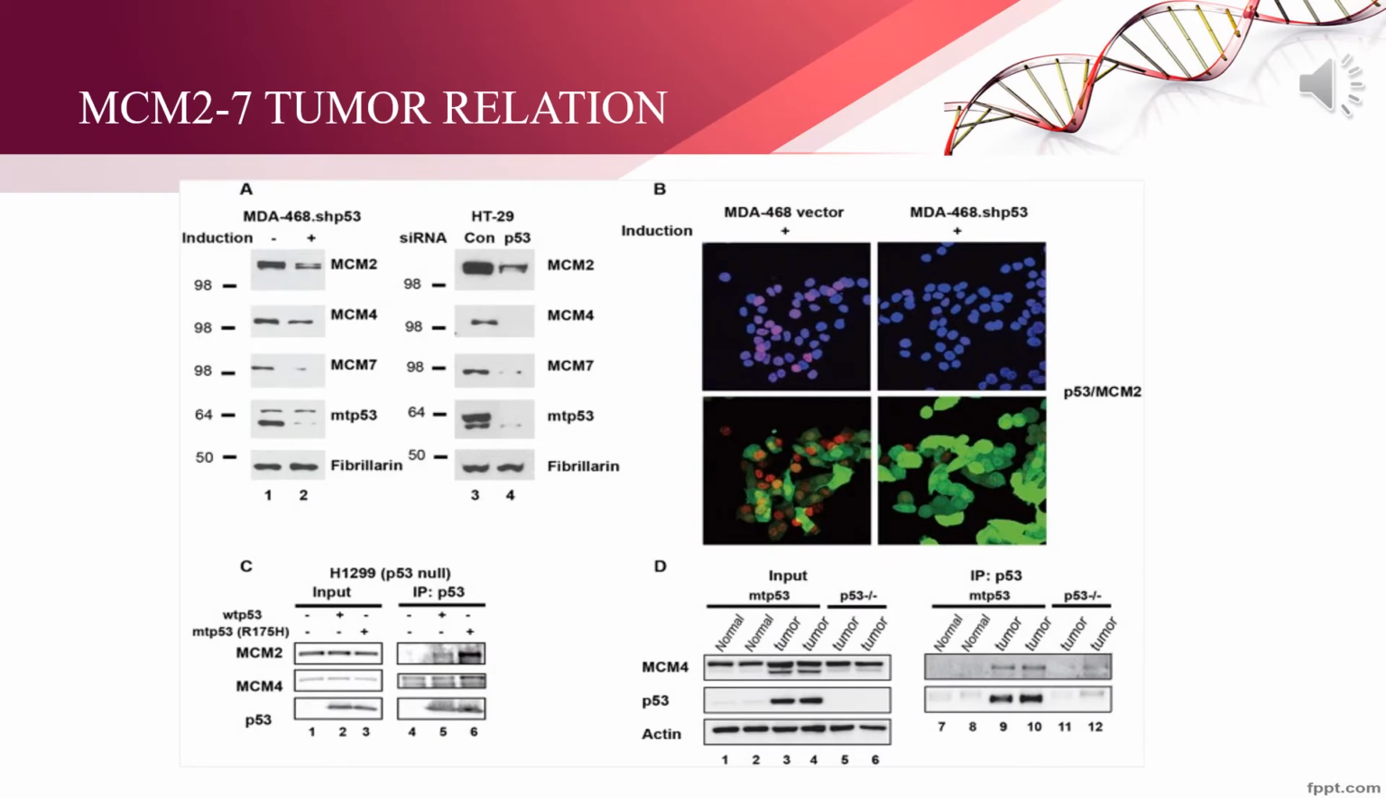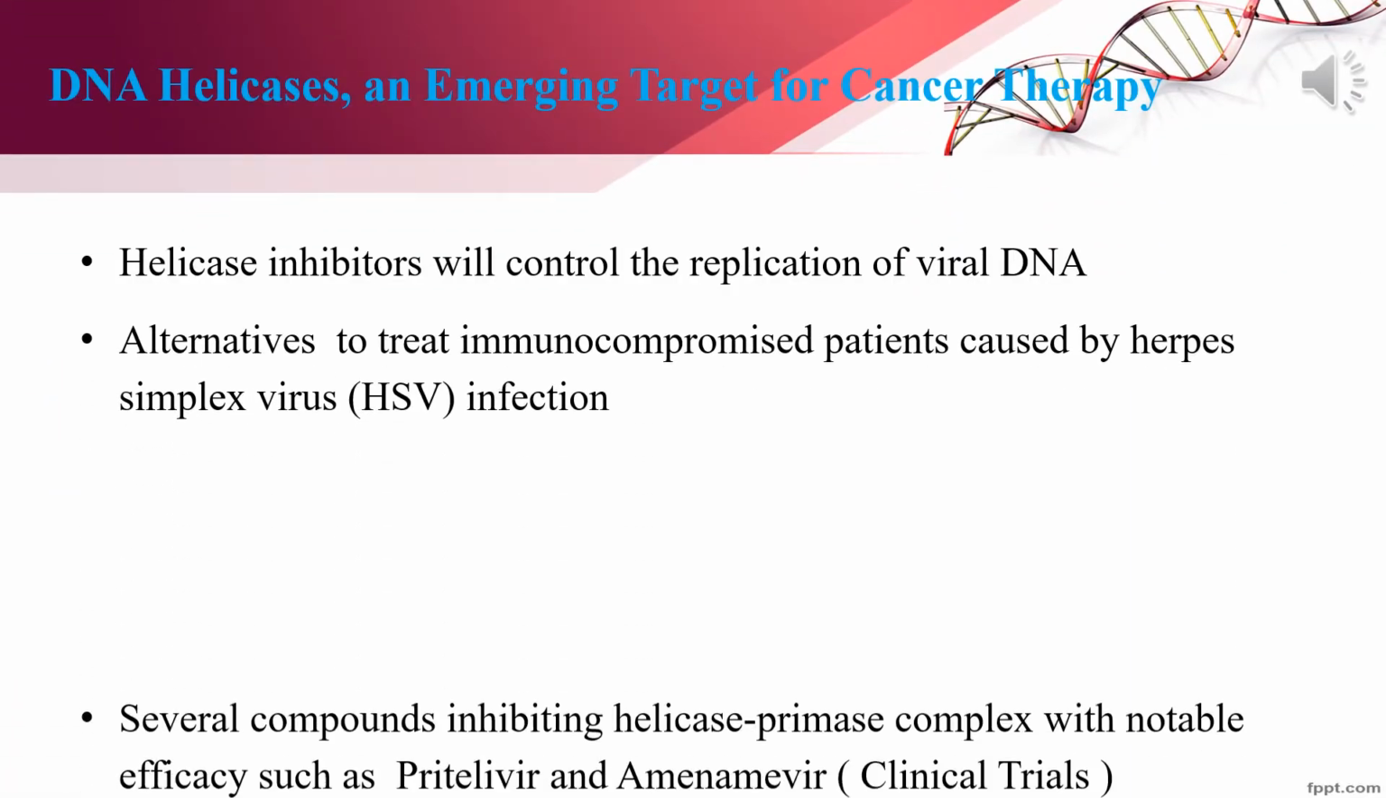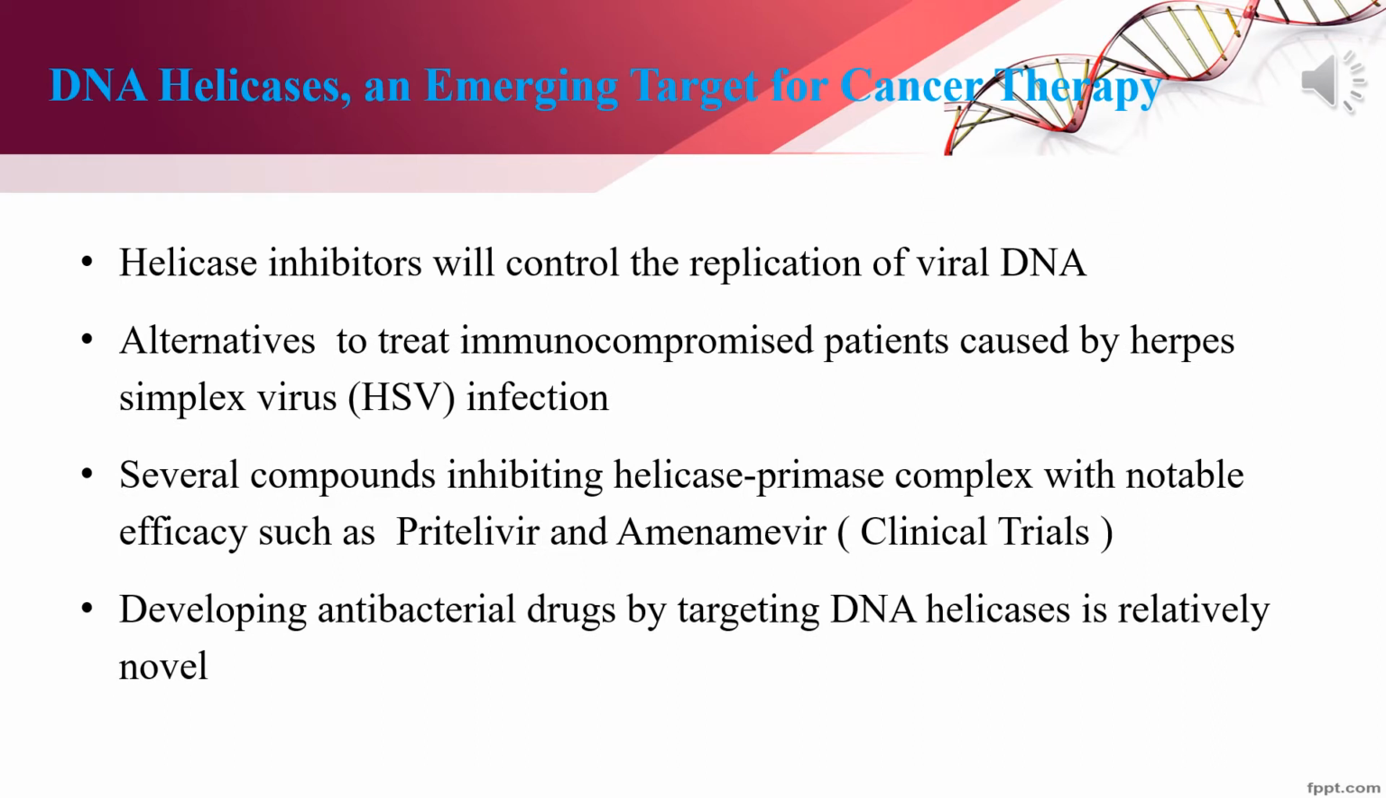This is the image of gene profiling that proves tumor growth is caused by the expression of MCM. What should we do with helicases in order to treat diseases? In this study, scientists sought to find inhibitors of helicases to control the replication of viral DNA.